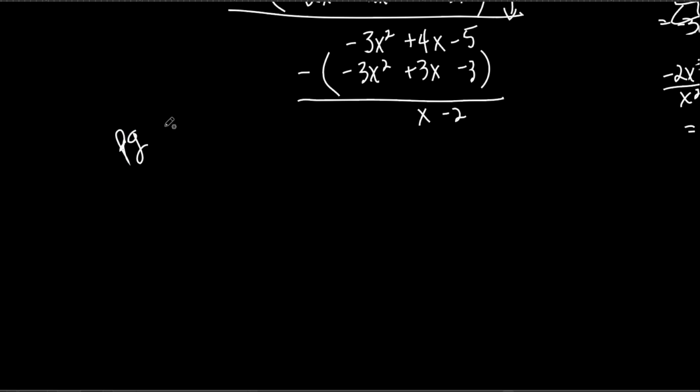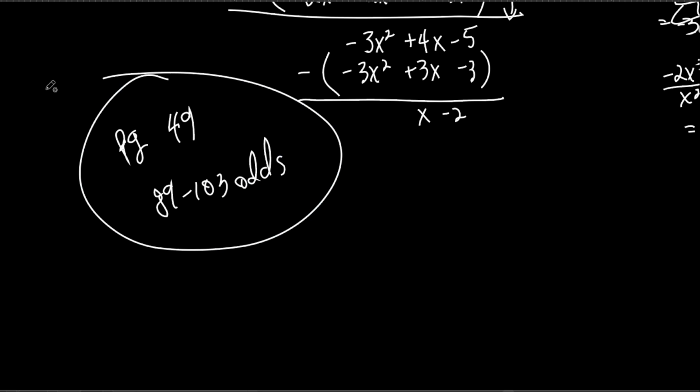Your homework is page 49, and it's 89 to 103 odds. It's on RenWeb, and it's section R.4, part 3. All right, it's on RenWeb, it's on YouTube now, so there's no reason to not know.